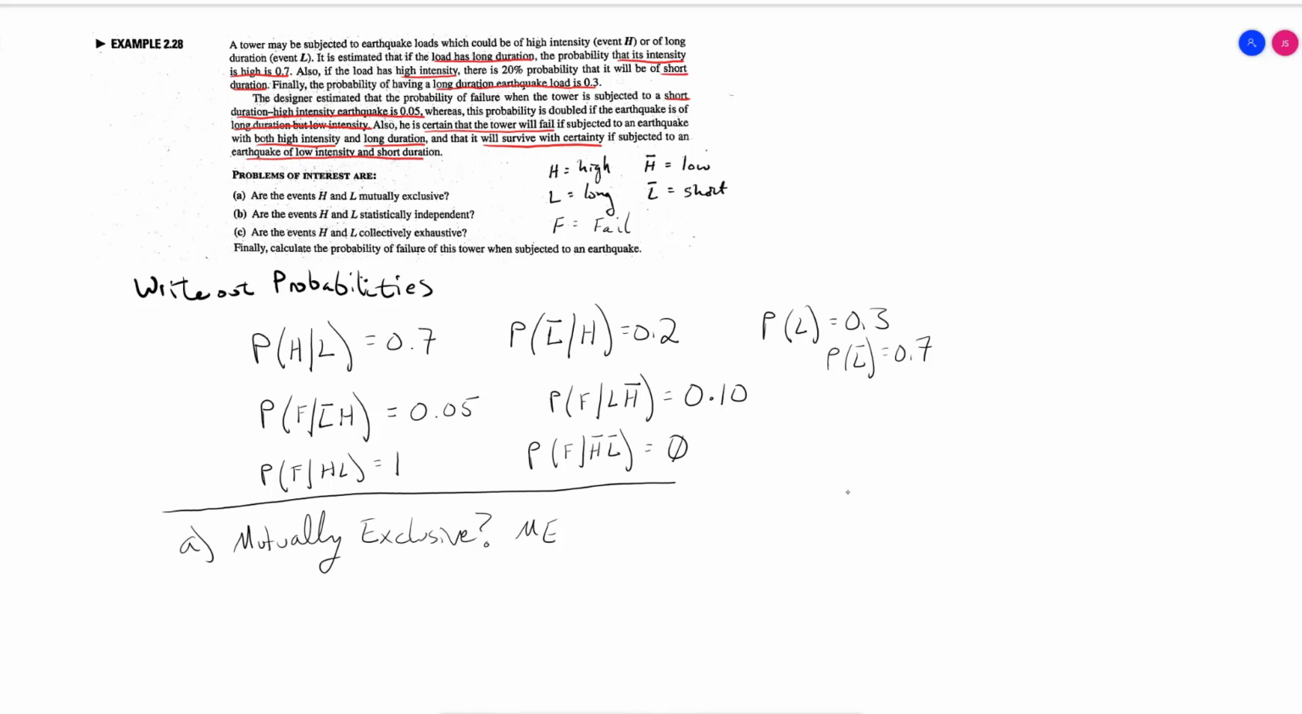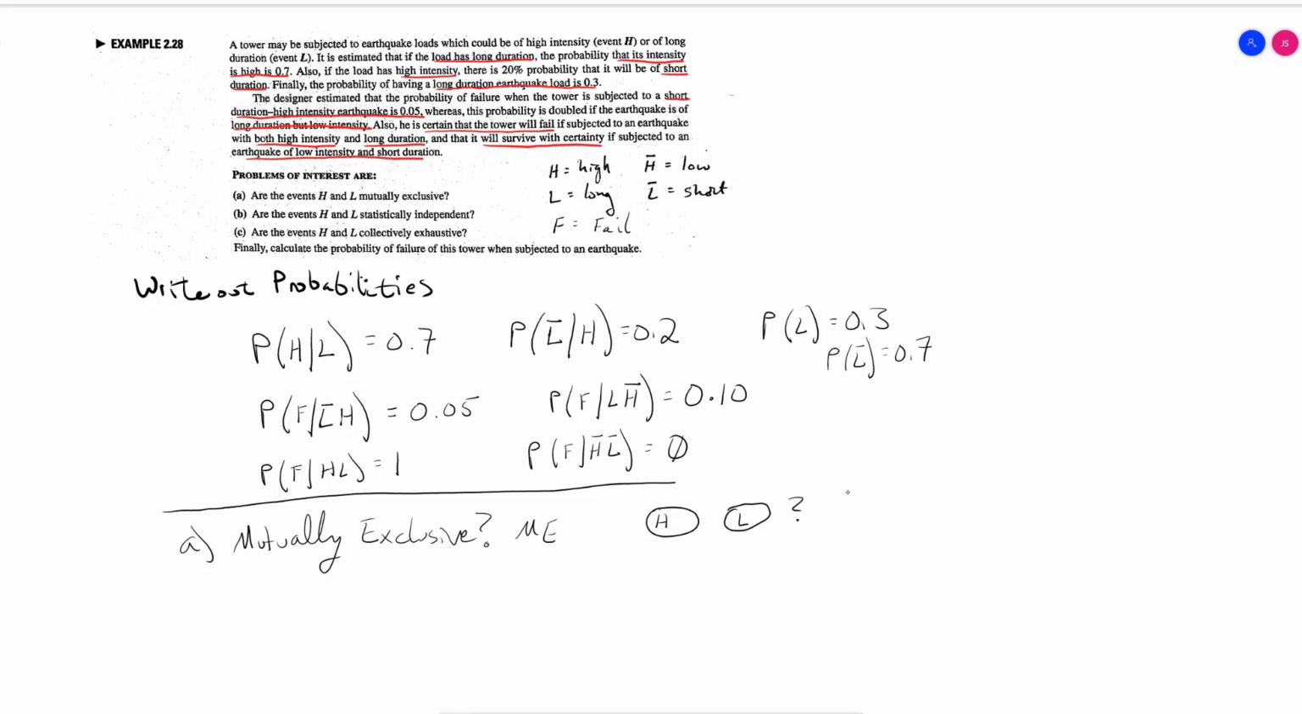Well, let's think about that. Mutually exclusive means that the events don't intersect. In this case, we're looking at H and L. Do they not intersect, or do they intersect, meaning do they have some commonality to them? If L happens, can H also happen?